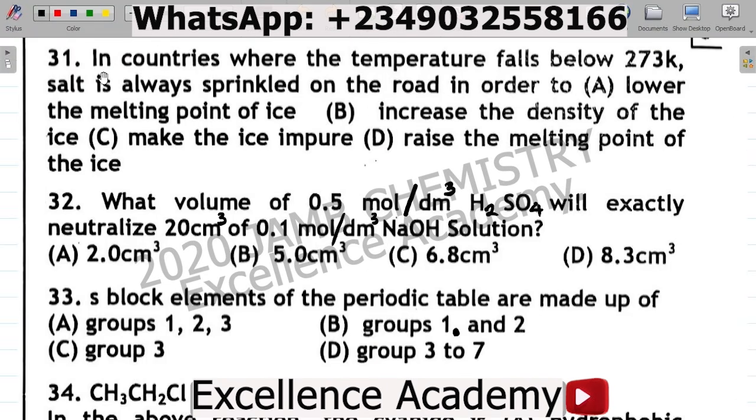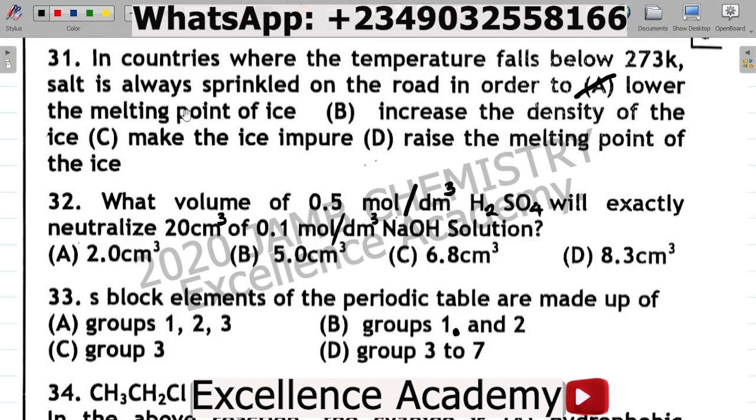Question 31 says, in countries where the temperature falls below 273 Kelvin, salt is always sprinkled on the road in order to A, lower the melting point of ice, B, increase the density of the ice, C, make the ice impure, D, raise the melting point of the ice. So which of these is the correct answer? For this question, the correct answer is A, to lower the melting point of ice.